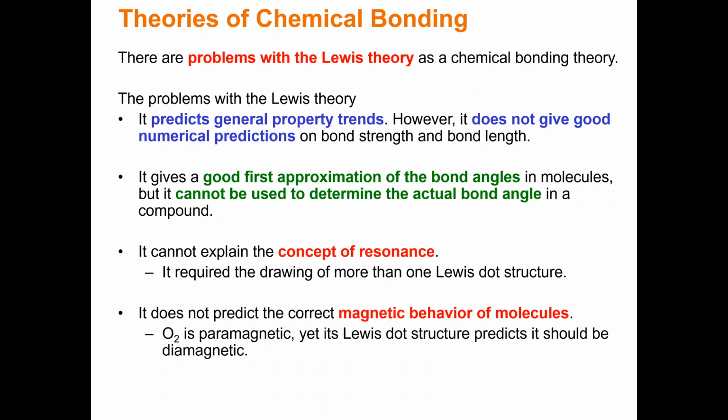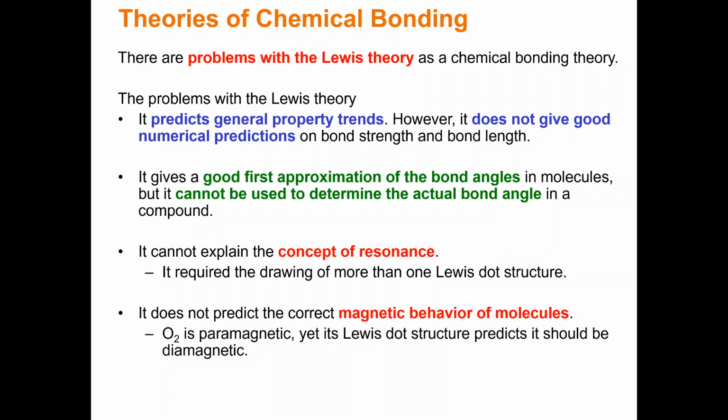Okay, so a couple problems with Lewis theory in terms of chemical bonding. Firstly, it only predicts the general property trends. However, it doesn't give good numerical predictions on bond strength or bond length. So it's good to make predictions with, but if we're talking about concrete numbers, we're not going to get that from Lewis theory. It gives a good first approximation of bond angles in molecules, but it can't be used to determine the actual bond angle, so we need more information than that.